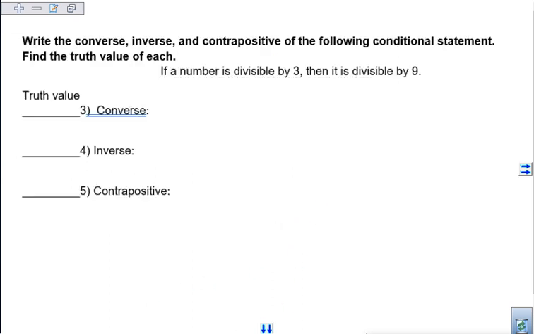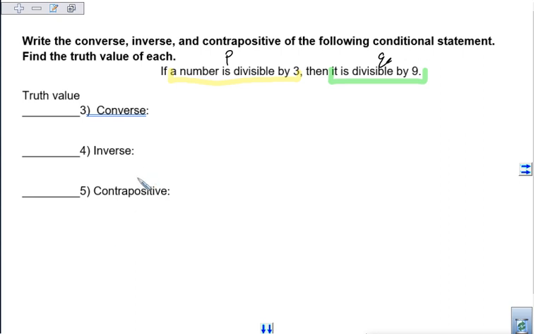Next up, we want to write our converse, inverse, and contrapositive from the following conditional statement and determine our truth value. So our conditional statement is if a number is divisible by 3, then it is divisible by 9. What is our hypothesis? A number is divisible by 3 because it's after the word if. That is our hypothesis. And then our conclusion is it is divisible by 9. Because remember, we do not include the word then.